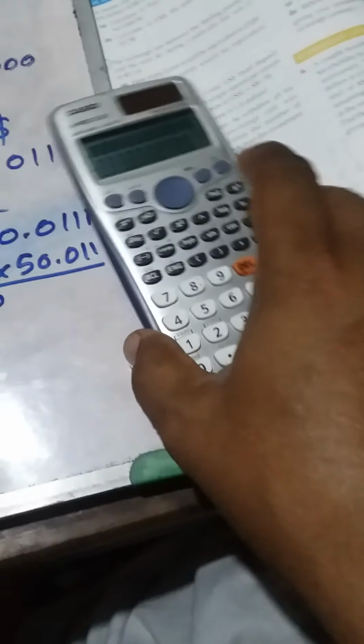Now see, we can do it manually also, but it will take time. So if you have the option of using a calculator, then you should avail that option. Now it is 256,000, I think, 4 zeros, one more zero.